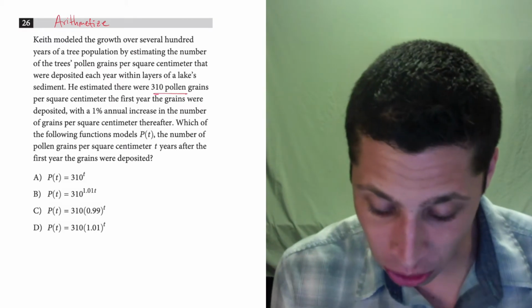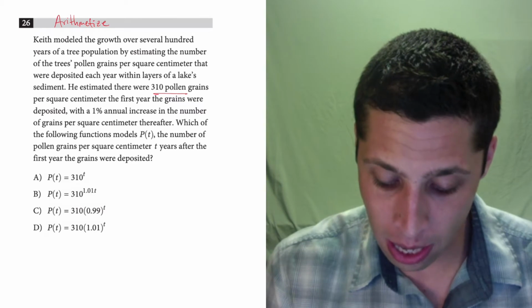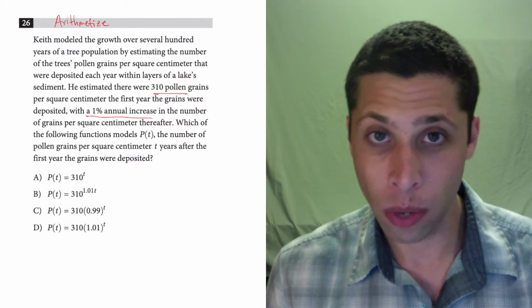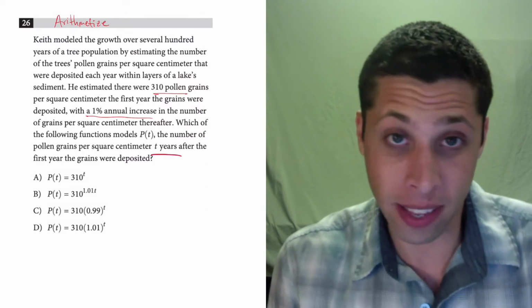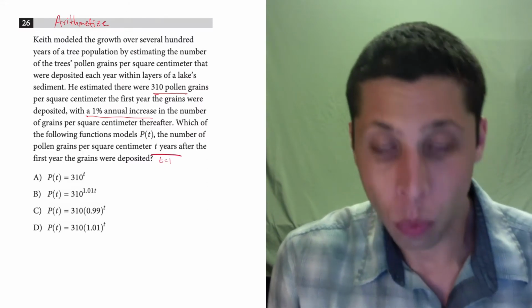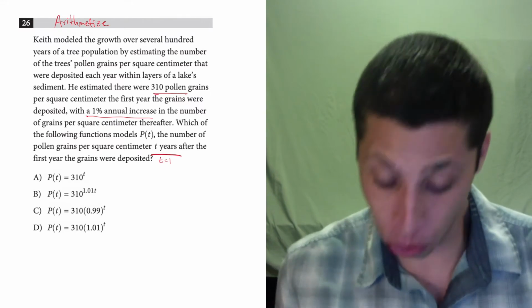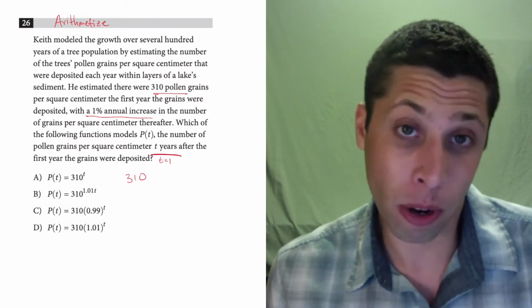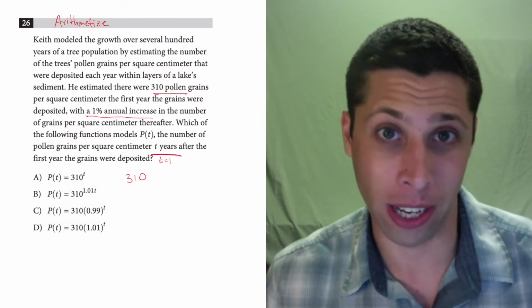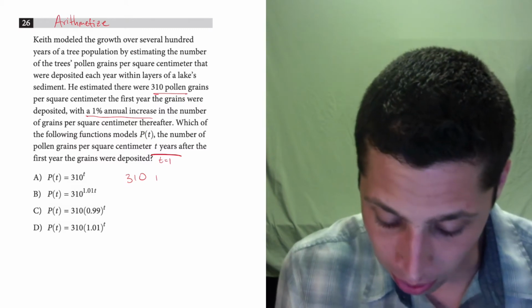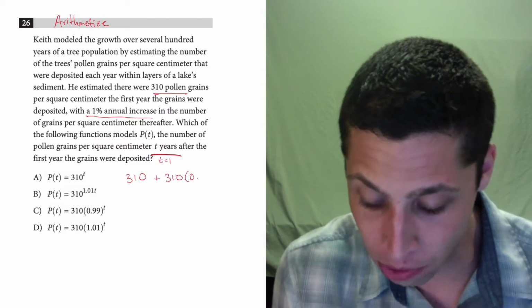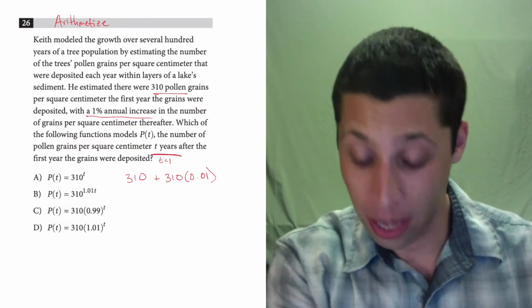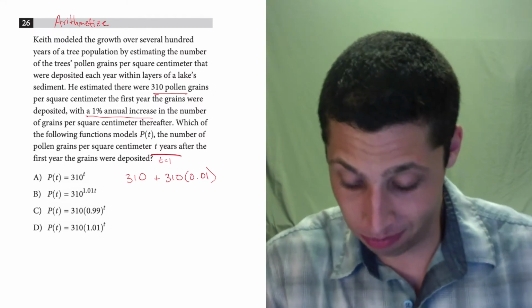So they're telling us it starts with 310 pollen grains during the first year, and then there's a 1% annual increase. Okay, so if we said that t is 1, we can figure out what would happen just based on the story. So we'd have 310 pollen grains, and then we want to find 1% of that. So you know how to find a percentage, hopefully. So we would just multiply 310 times 0.01, which is 1% as a decimal, right? So we take the amount we're starting with, and we're adding on 1% of 310.